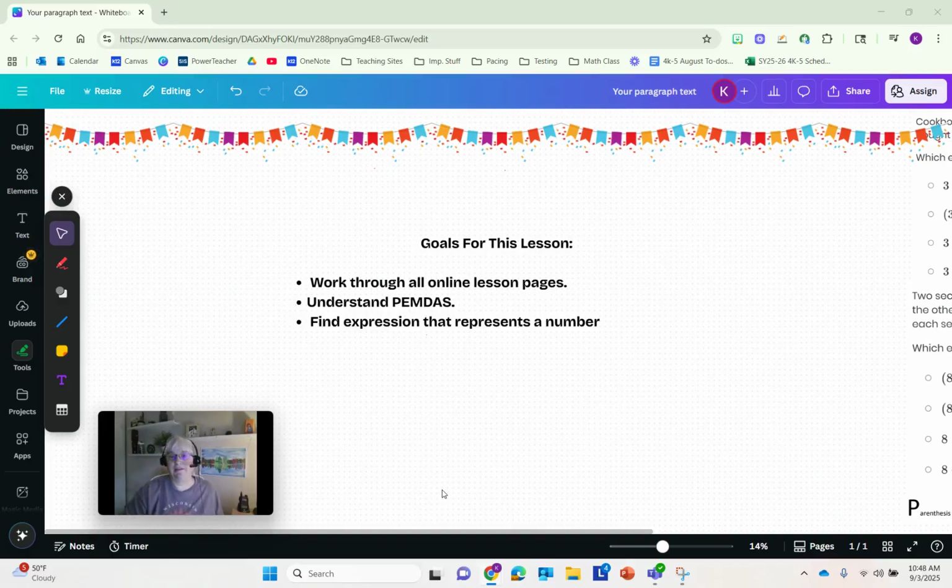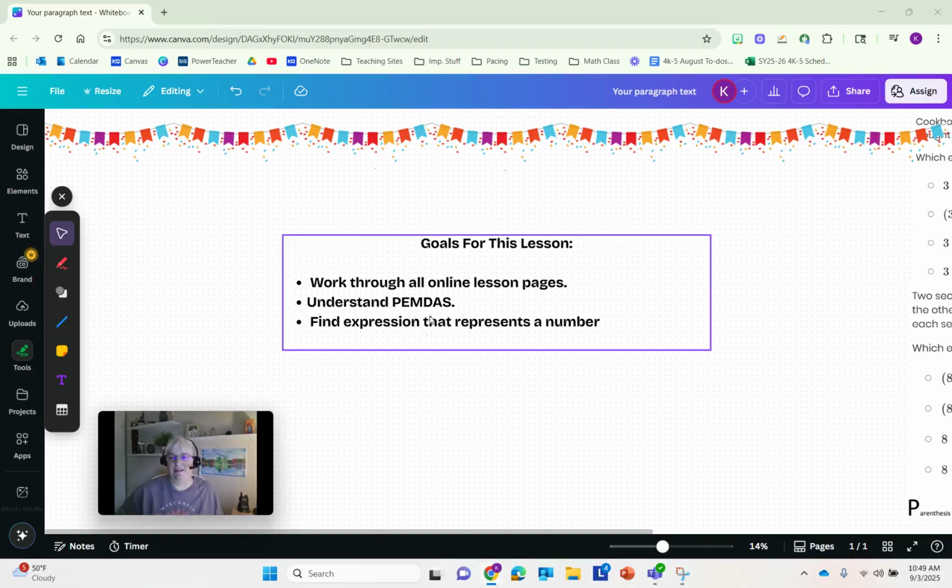Third, the whole point of this lesson is we're doing the opposite of what we've done before. Before, you were given an expression and you were asked to find the solution or the number that represented that expression. Now, you're going to be given a situation and you're going to be asked to find a math expression that matches that situation. And that's tricky. So let's go ahead and get going and take a look at this.